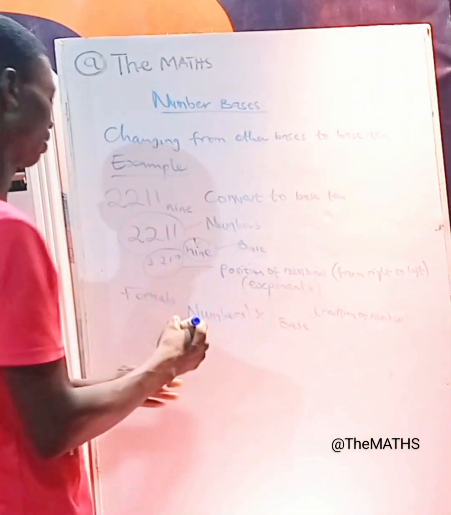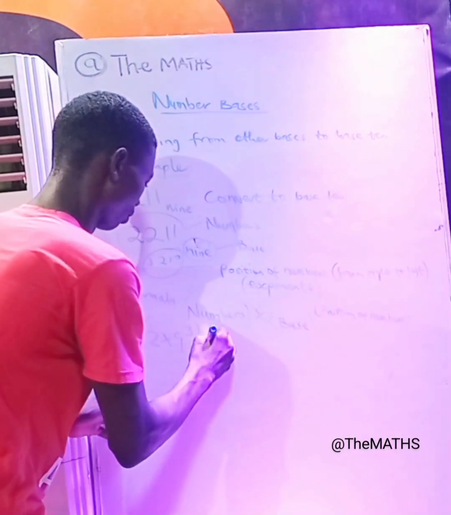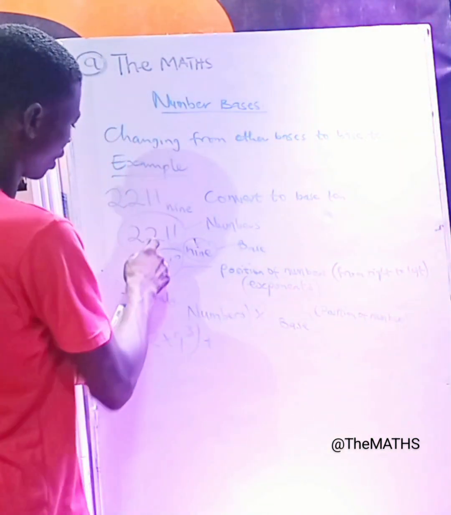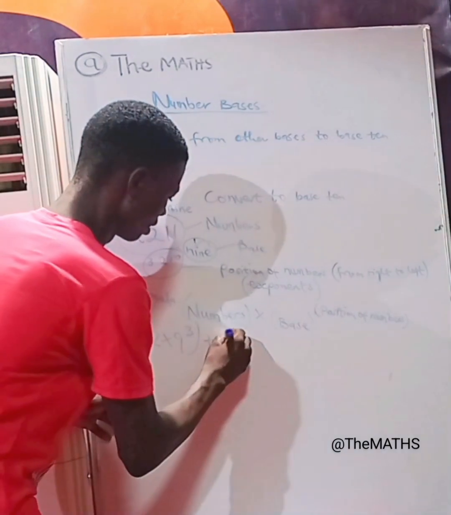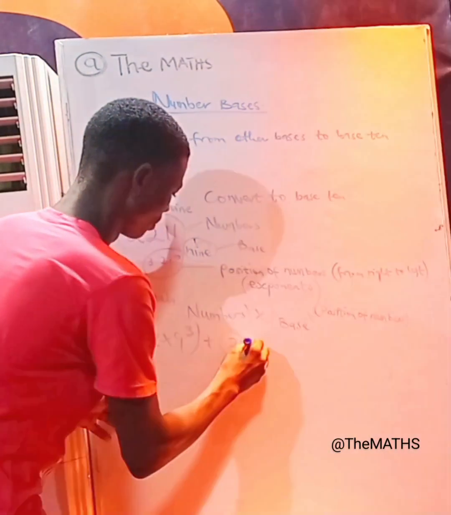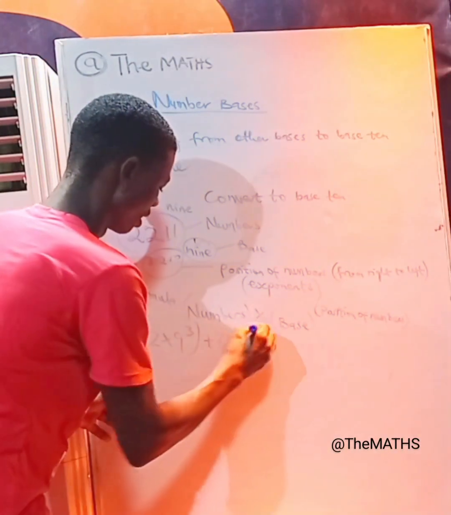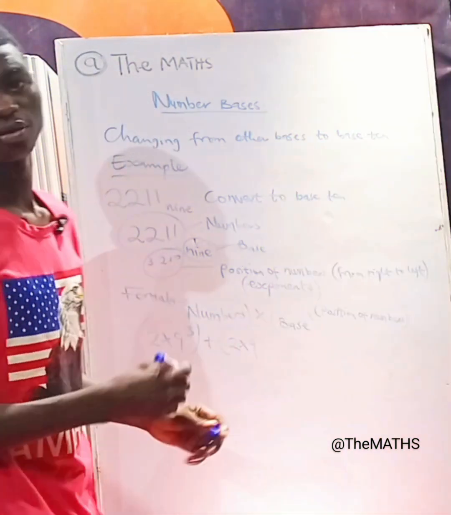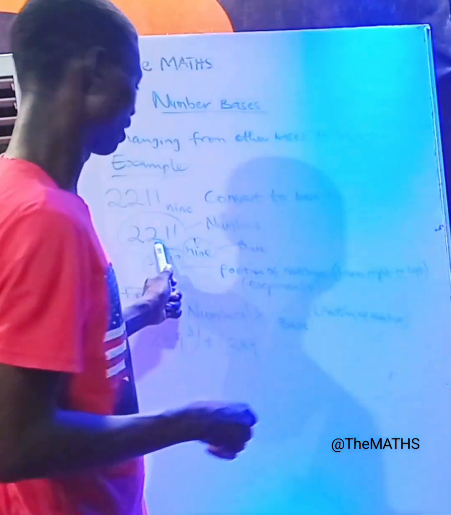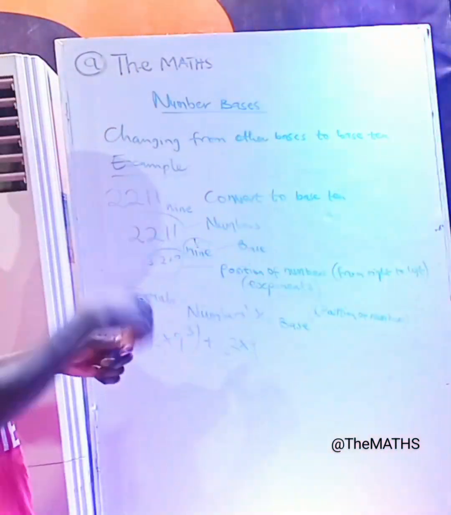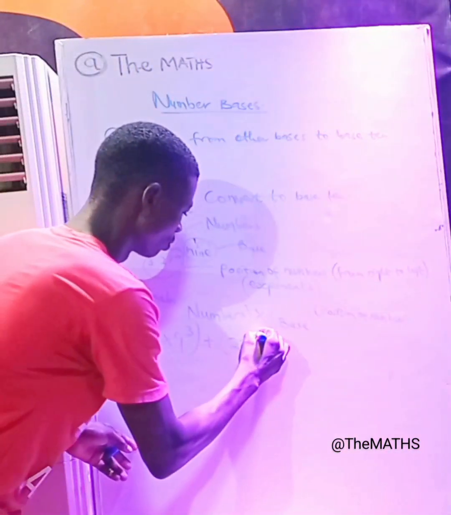Then we are adding, so plus the next number, 2, multiplying the base, which is 9, exponent, the position of the second 2, the second figure here, so the position will be 2, exponent 2.